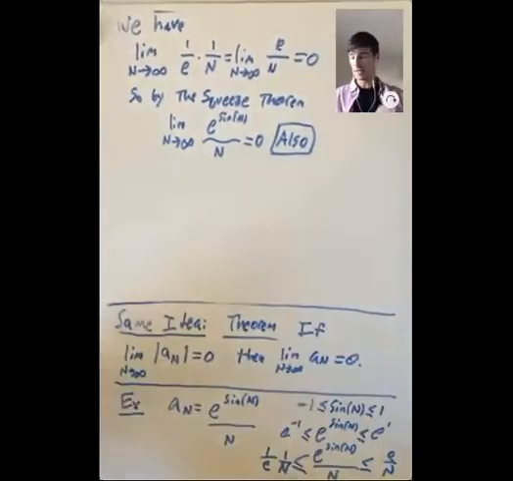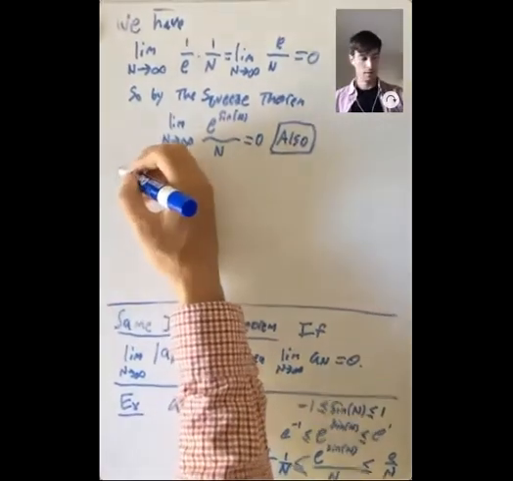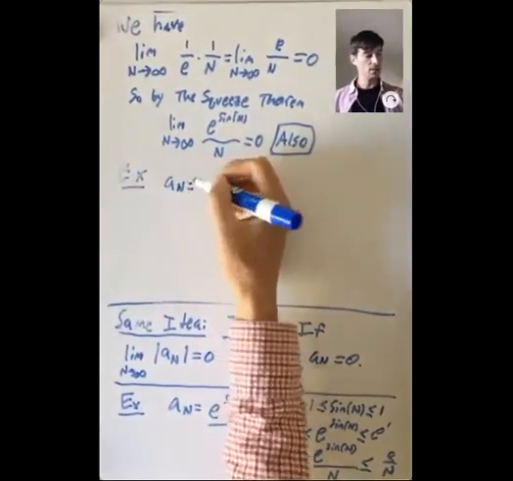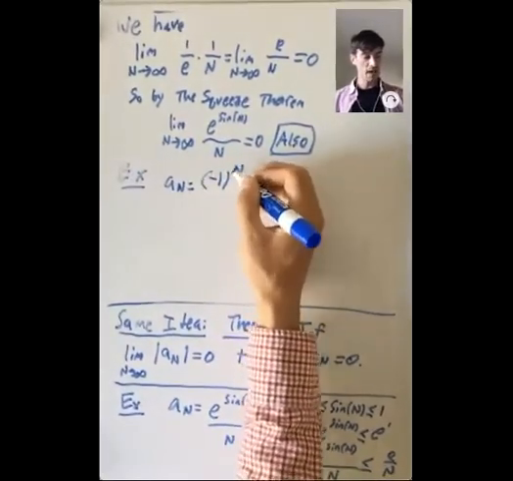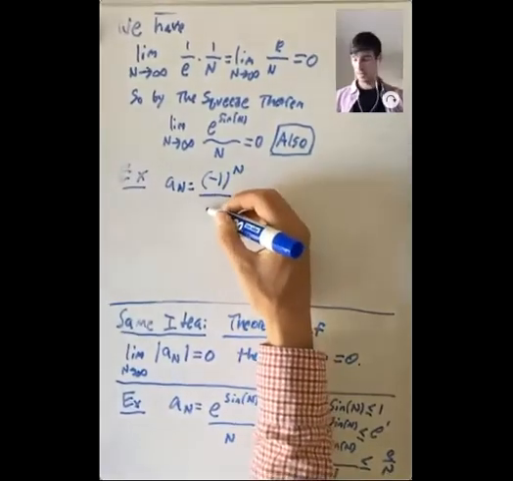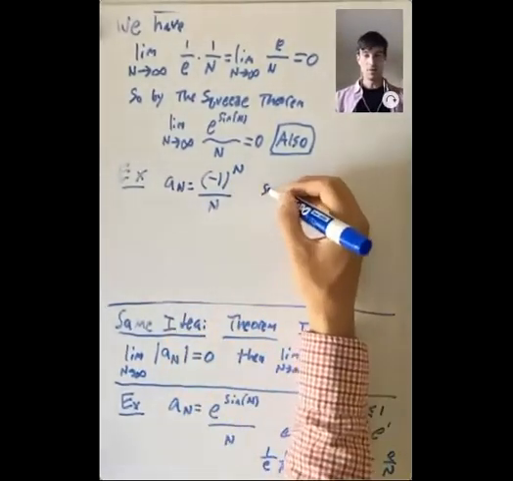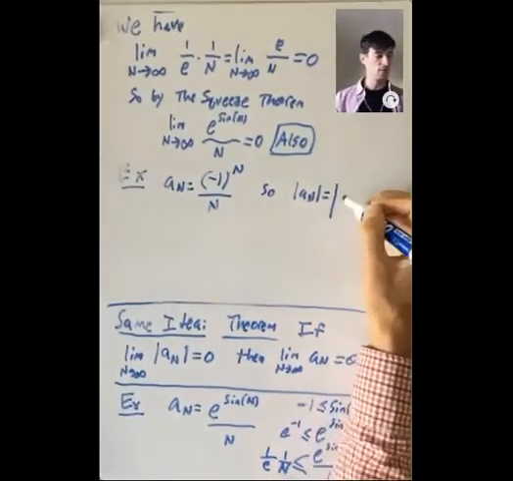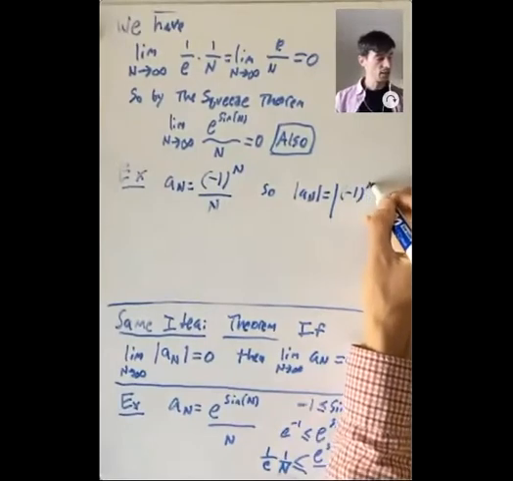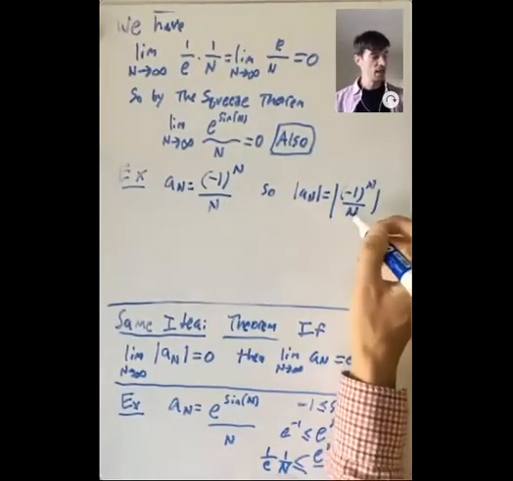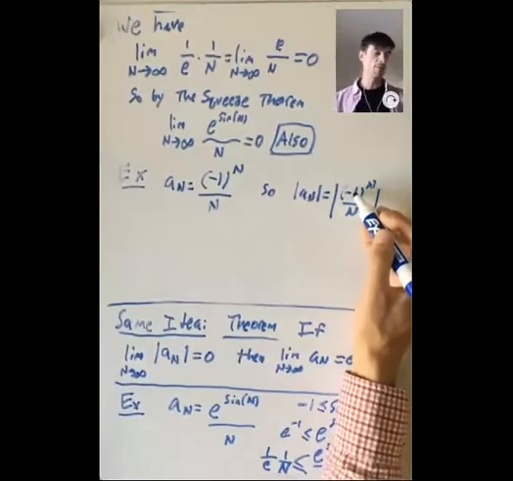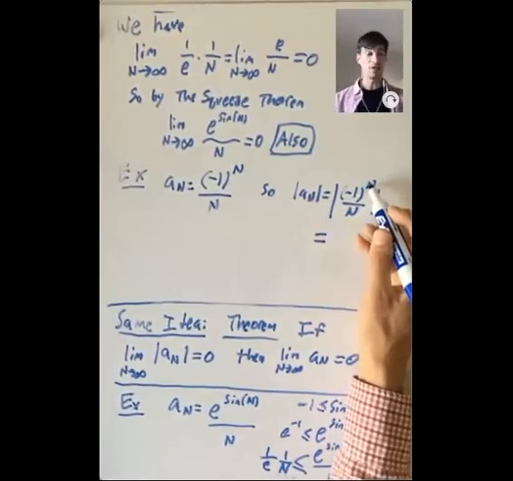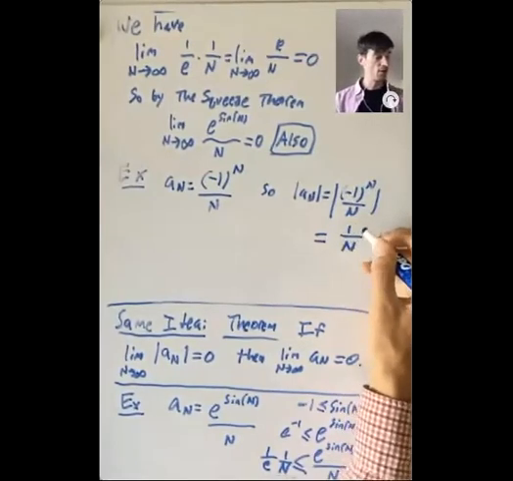Let's look at the sequence a_n equals (-1)^n divided by n. So what is the absolute value of a_n? Well, it's the absolute value of (-1)^n over n. n is going to be a positive number. What happens when we put in the absolute value is we just get rid of the (-1)^n. That just becomes 1. So we just get 1 over n.